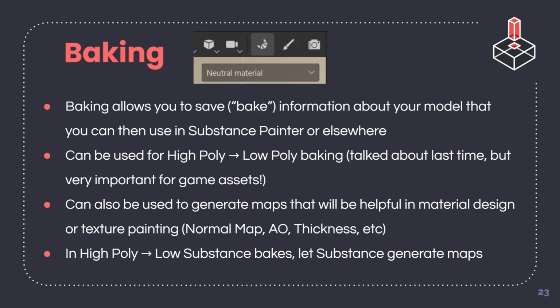High poly to low poly baking is designing two different models of different qualities of whatever object you're trying to create. Let's say that you are making a stone carving for a wall. Your low poly model is probably going to be just a big rectangle, right?